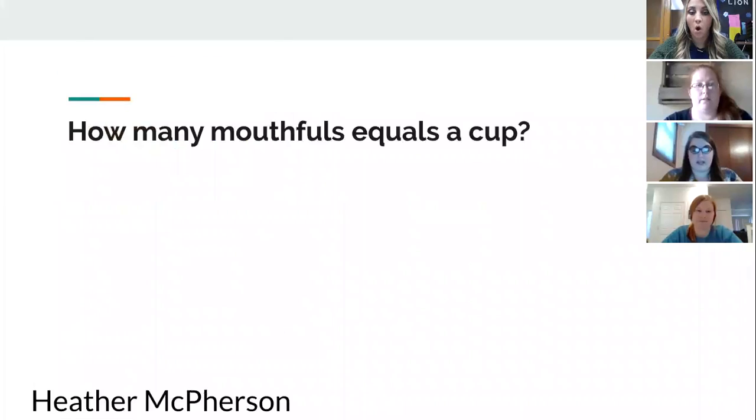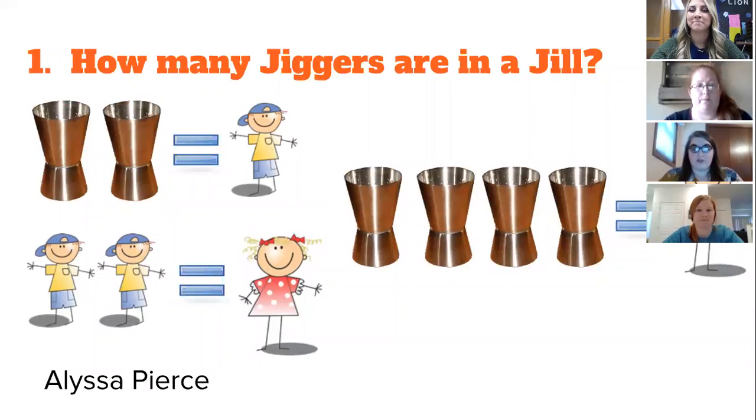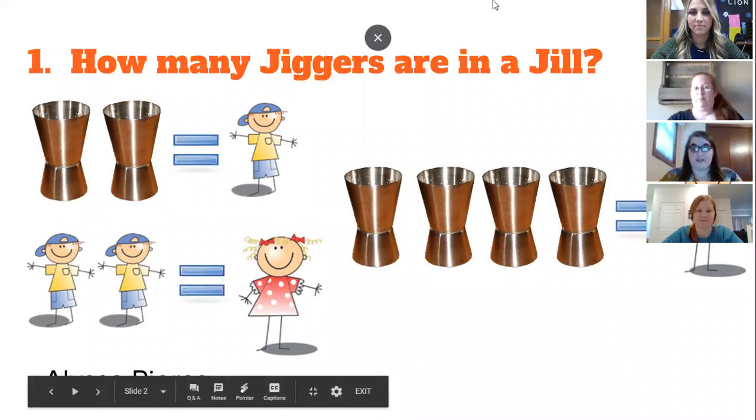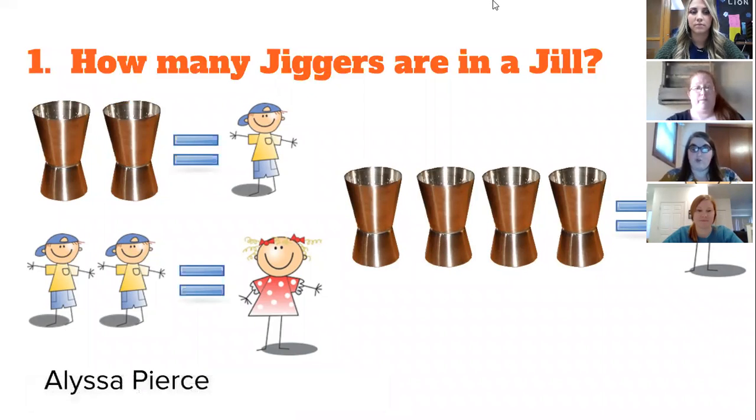Well, you're going to take 1 jack. If 2 jiggers equals 1 jack and 2 jacks equals 1 jill, we can conclude that there are 4 jiggers in 1 jill, because all we're doing is multiplying the 2 jiggers by 2 jacks. And that's it.